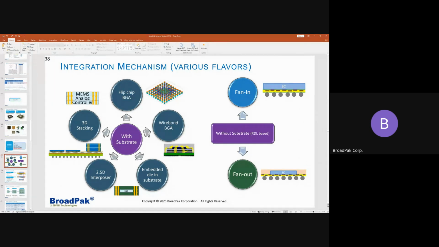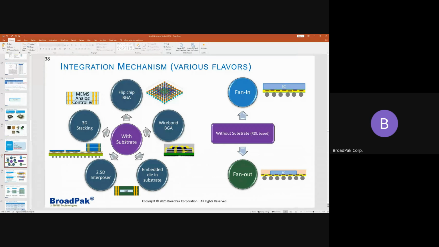For the integration mechanism, we've got a couple of options. This is what I call it. The first choice is whether we integrate these devices using a substrate or without a substrate. This is the emerging area.